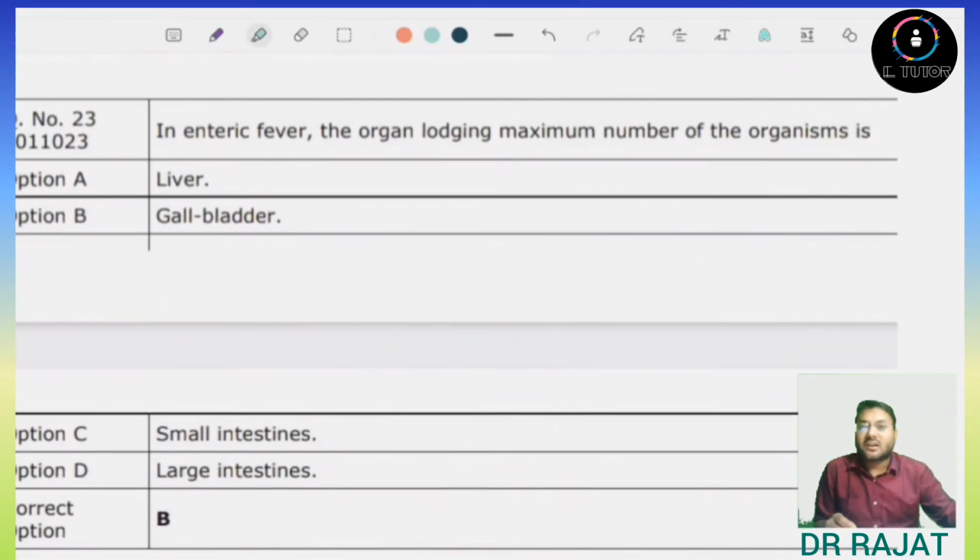Next question is in enteric fever, the organ lodging maximum number of organisms. So generally we think that in enteric fever mostly the small intestine is involved, but actually the organ which is lodging the maximum number of organisms is the gallbladder. So answer will be gallbladder.